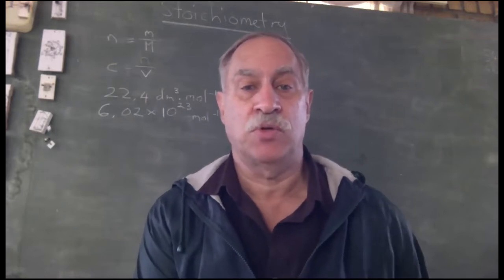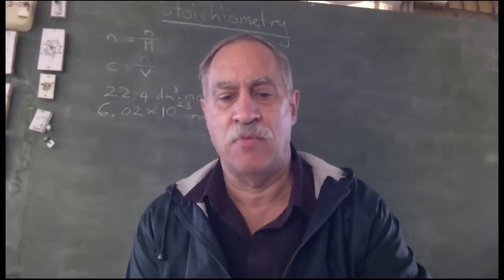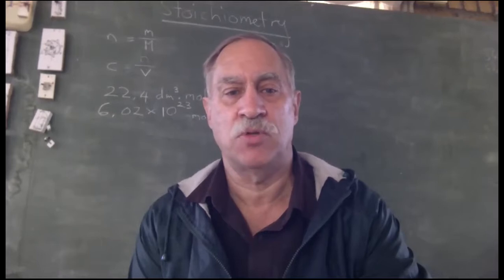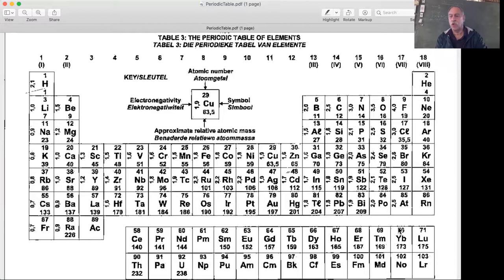So for example, if I wanted a mole of aluminium, I'm just going to share this for a moment. I go to my periodic table and I look for aluminium. Now, aluminium is in this group 5 here, and it's got a mass of 27.